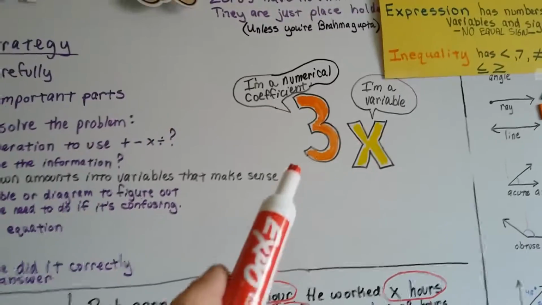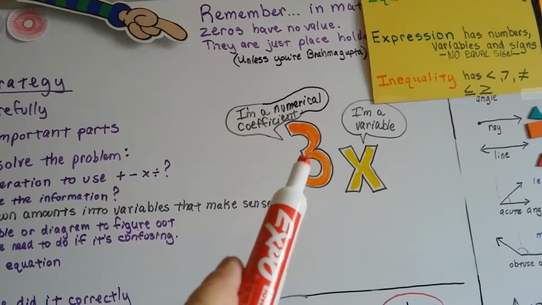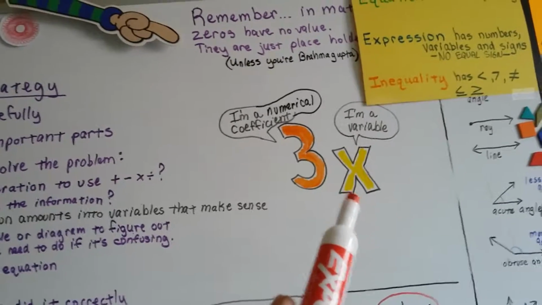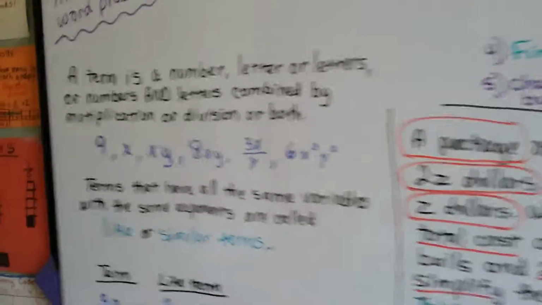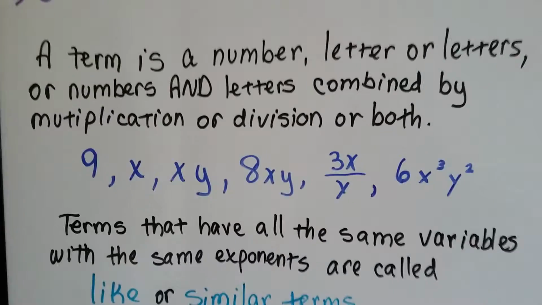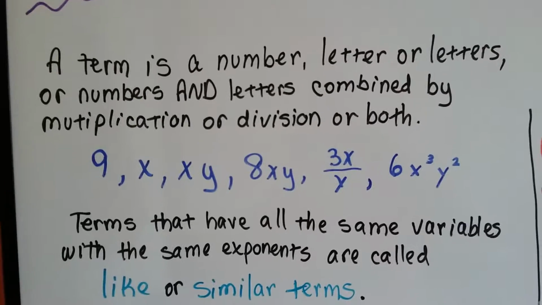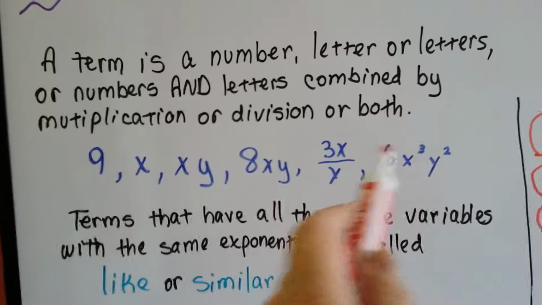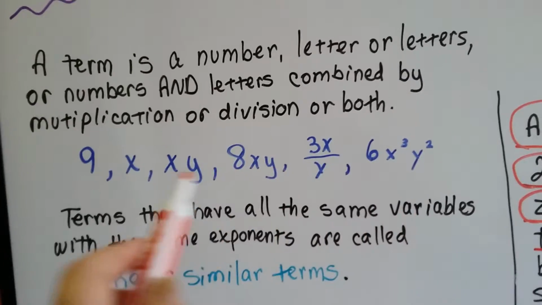So remember that this guy next to the alphabet letter is a variable, and this guy is called a numerical coefficient. The variable takes the place of an unknown number, all right? So, as I said in the last video, a term is a number, a letter or letters, or numbers and letters combined by multiplication or division, or both. It's not combined by addition or subtraction, it's multiplication, division, or both, okay?